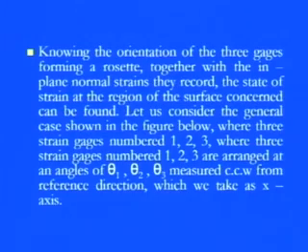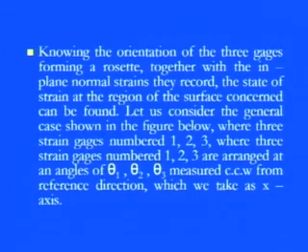Therefore, the transformation equation for plane strain is used to calculate the strain in the various directions. Knowing the orientation in x, y or xy of the three gauges forming a rosette, together with the in-plane normal strains, they always record all three components of the state of strain at the region of the surface concerned, and it can be easily measured and found.